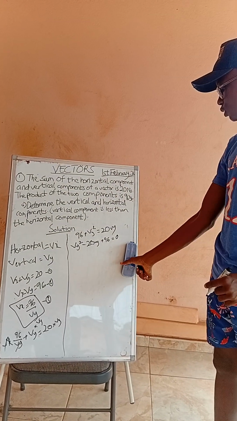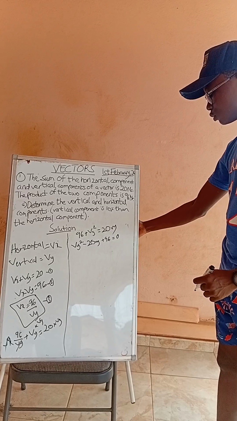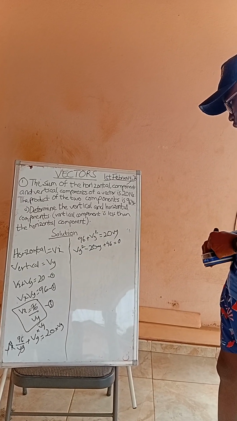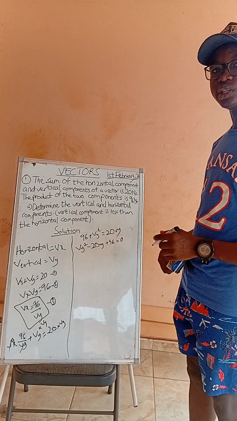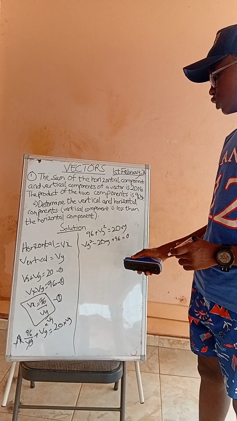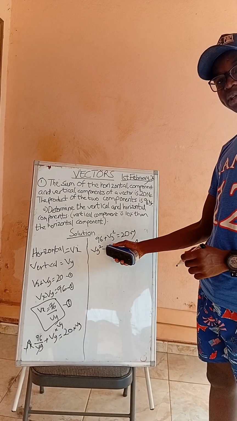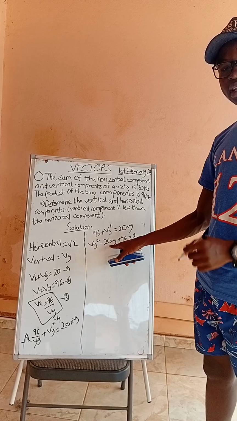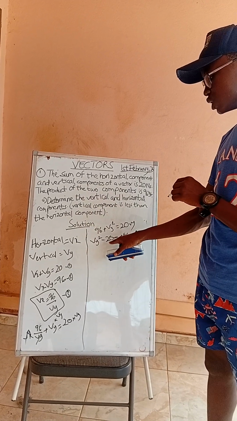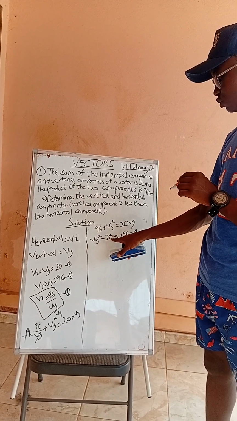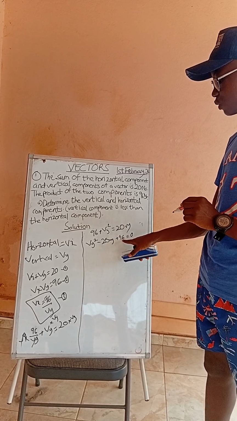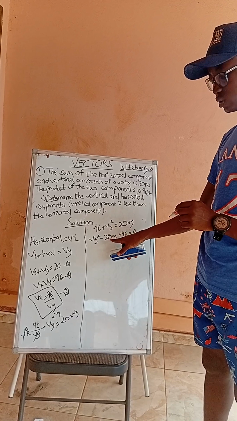So do you get it? Then now we have a quadratic equation. How do we solve it? So we need to have components that when you add them they sum up to 20, and those numbers when you multiply them you get 96. So we find the factors of 96 that when you add you get 20.